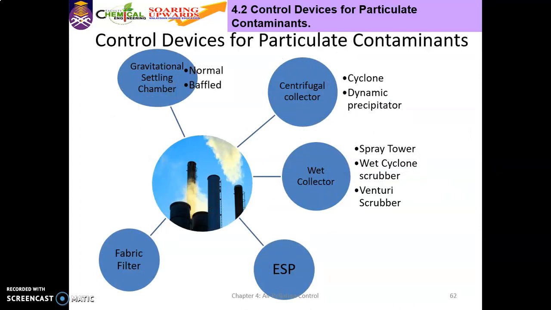Okay, for the gravitational settling chamber, we have normal and also baffle. For centrifugal collector, we have a cyclone and also dynamic precipitator. For wet collector, we have spray tower, wet cyclone scrubber, and also venturi scrubber. Fabric filter is just the one type, and also electrostatic precipitator, ESP.